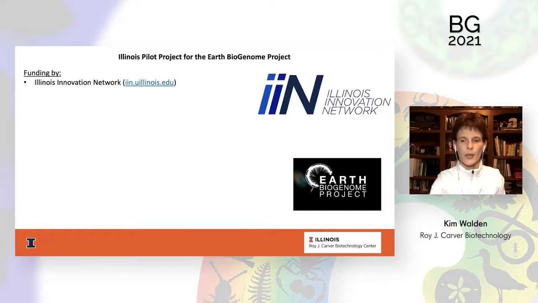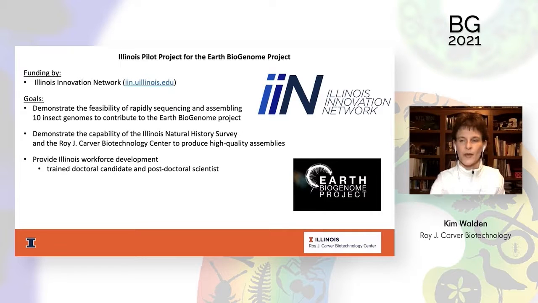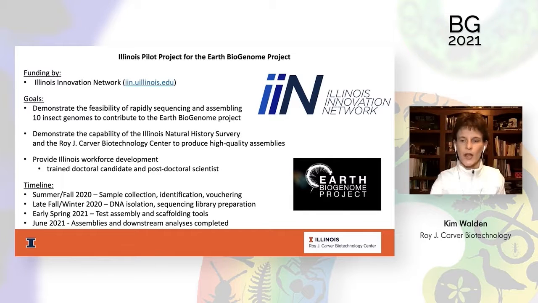The goals of the pilot project were to demonstrate the feasibility of rapidly sequencing and assembling 10 insect genomes to contribute to the Earth Biogenome Project, as well as the capability of our core sequencing facility and the bioinformatics team to produce 8 high-quality assemblies, while providing training to other scientists. The project kicked off in late summer 2020 with insect specimen collection, and genome assemblies were mostly completed by mid-spring 2021. We held a hybrid virtual in-person capstone workshop in July to present the assemblies and formulate strategies for larger scale funding.